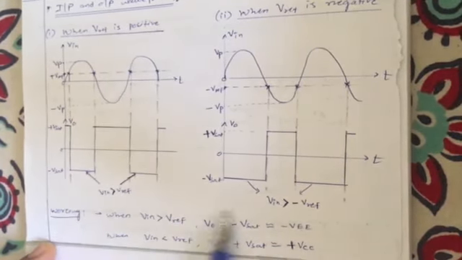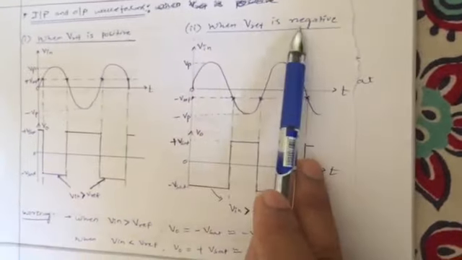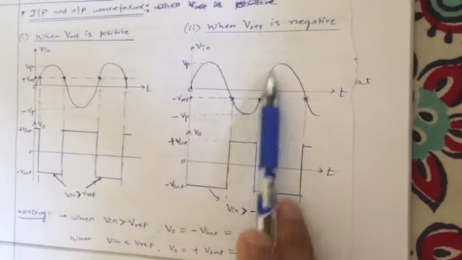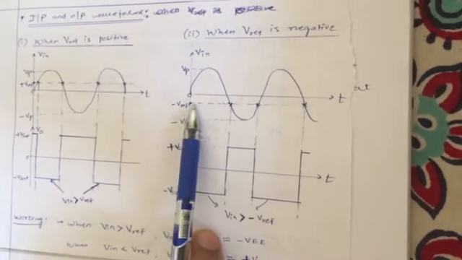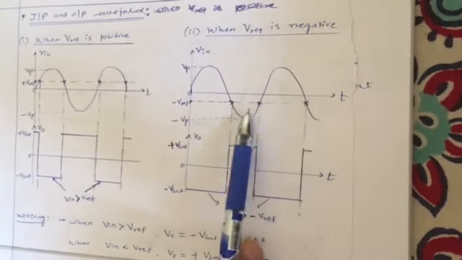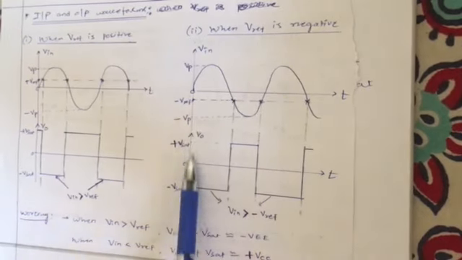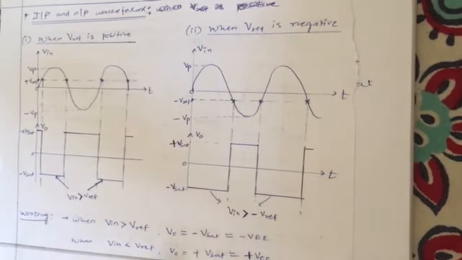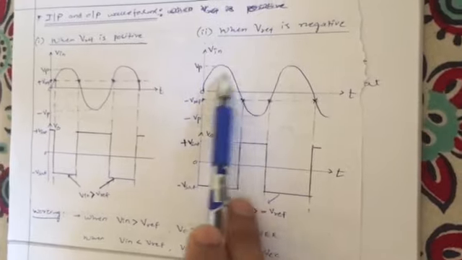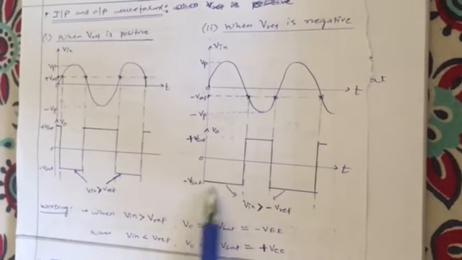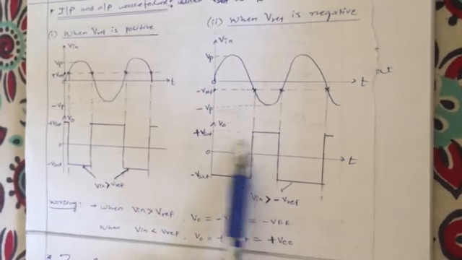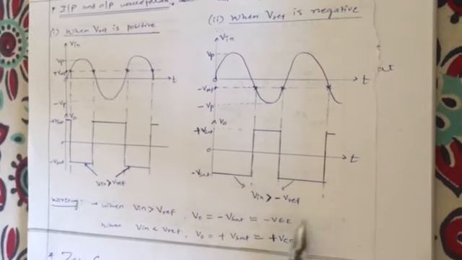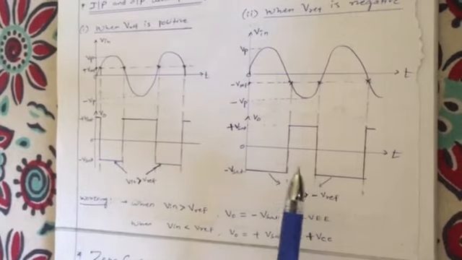The working remains the same for the second case, when V reference is negative. Draw the input voltage, indicate the two peaks. Now V reference is negative, minus V reference, cut this Vin, indicate the cross marks. From each cross mark, extend the vertical lines. When Vin is greater than V reference here, my output jumps to minus V sat. When Vin is less than V reference here, my output jumps to plus V sat. So this is the working of the inverting comparator.